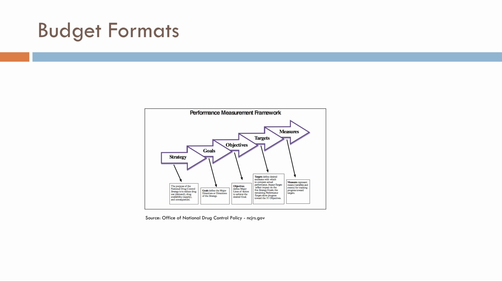Now, what I have here is a diagram borrowed from the Office of National Drug Control Policy, and they tend to use a performance based budgeting format, if you will. But I put this on the screen here to give you an idea of how they approach performance budgeting. They start with a strategy, and then they get into goals. Then they focus on their objectives. Then they create targets around those objectives, and then they measure those objectives. And here you can see the sequence, how this process runs.